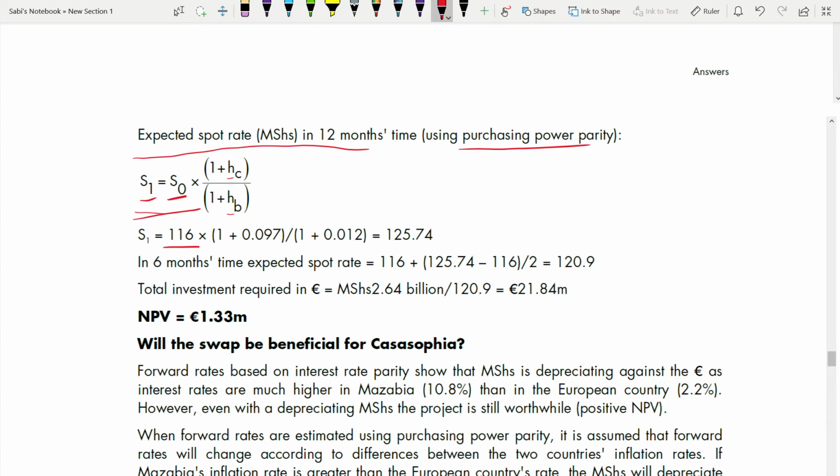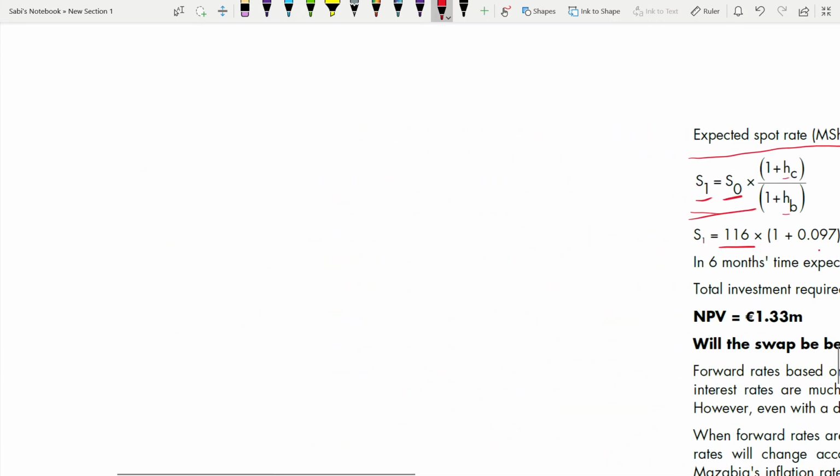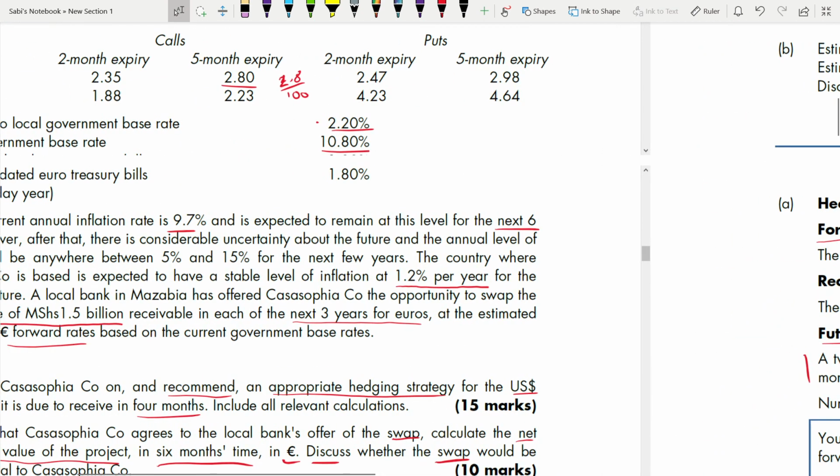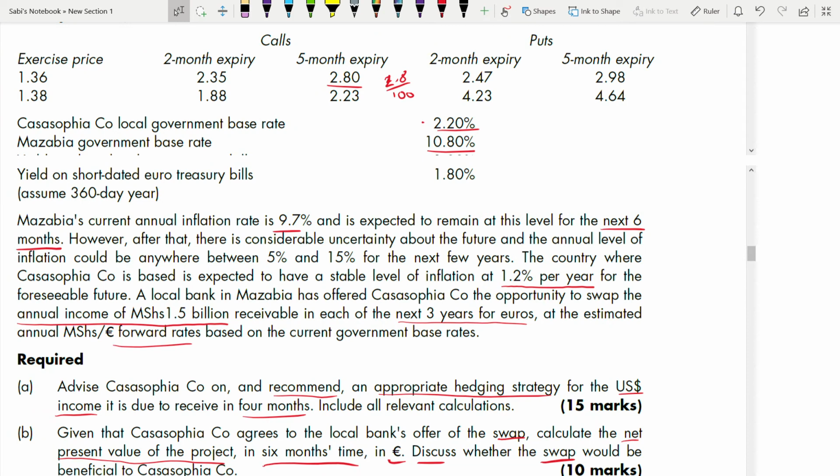So it's 116 into this is 9.7, this is 1.2%. We'll go and check the inflation. Yes, so Mazabia's inflation is 9.7%. Mazabia is the foreign currency, so 9.7% in the numerator. Then comes Casasophia, it is 1.2%.